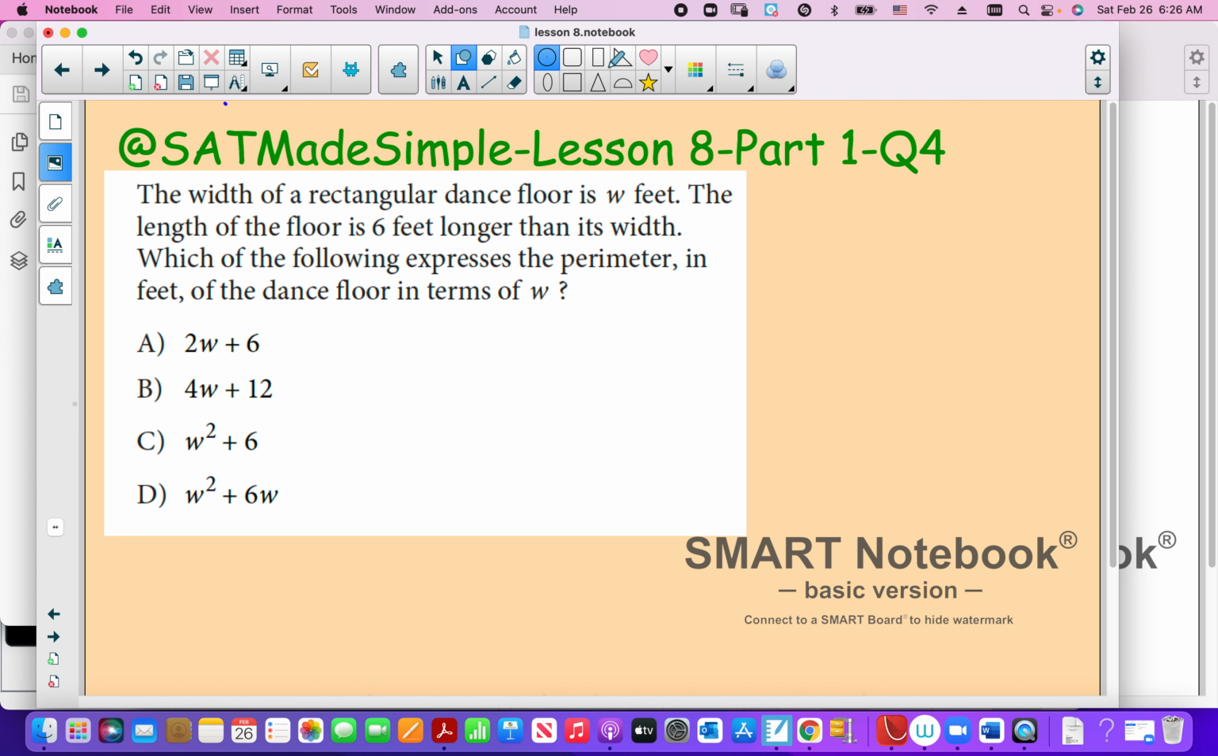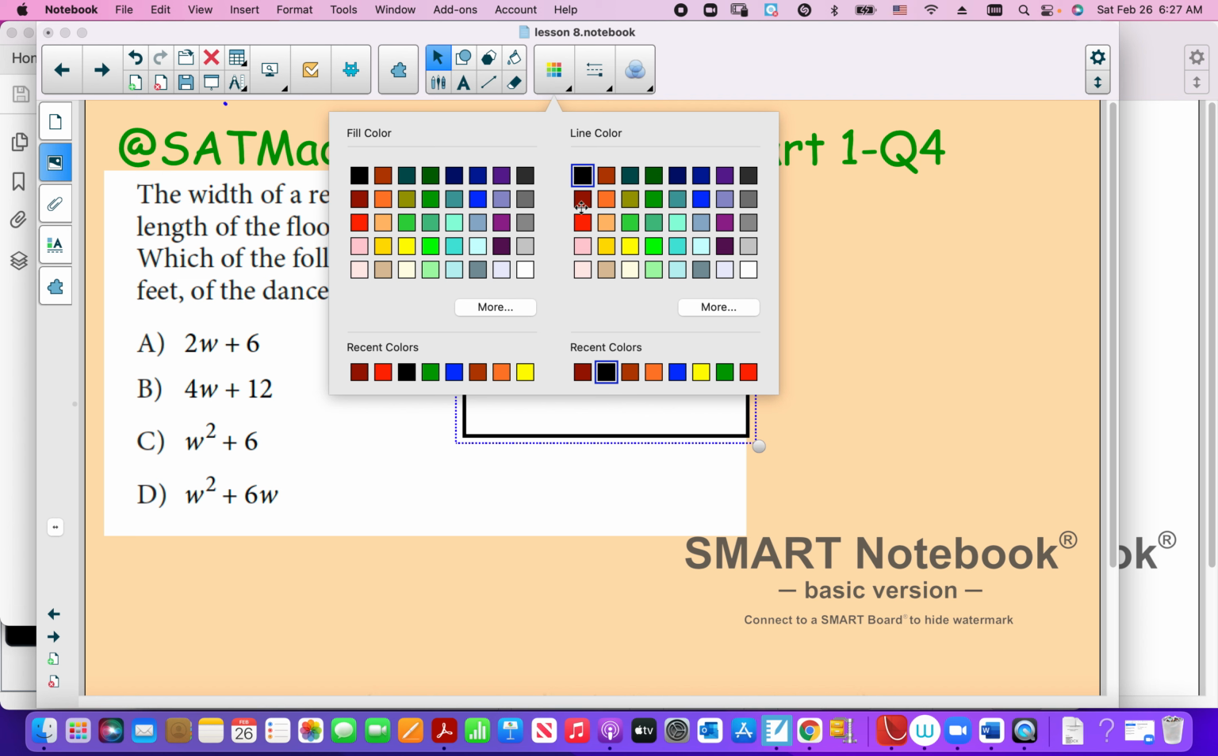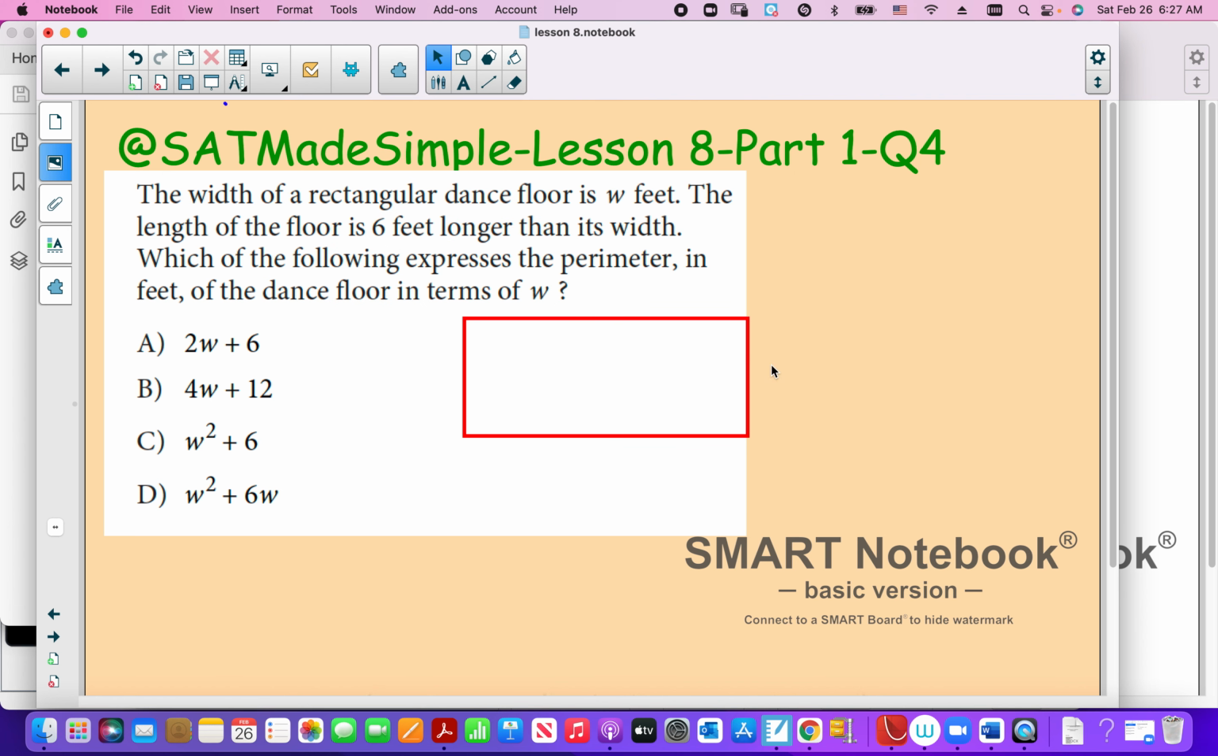Translation. So a rectangle. Let's see, this is my rectangle. And the width is W. And he tells me the length of the rectangular floor is 6 feet more than its width. So L is equal to W plus 6.